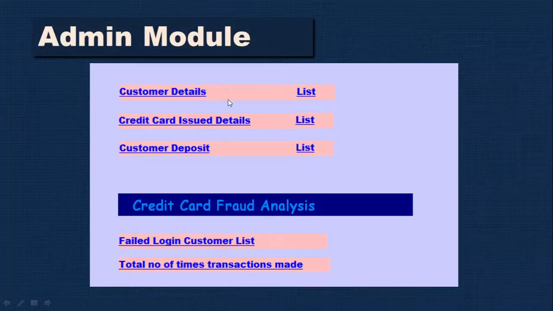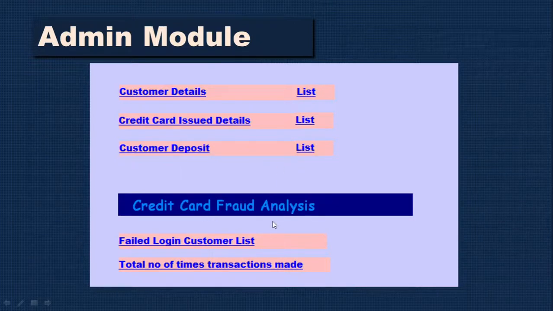Here is the admin module. What can admin do? Customer details: you can enter the customer details and the corresponding list, and what cards are issued to the customer, that card issued details we can enter here with the corresponding list. And customer deposit: when the customer makes a deposit, the admin is able to see it, or on behalf of the customer we can also do the deposit here. It's like a customer comes to the bank and would like to make a first-time deposit. So there is a deposit here and the corresponding list.